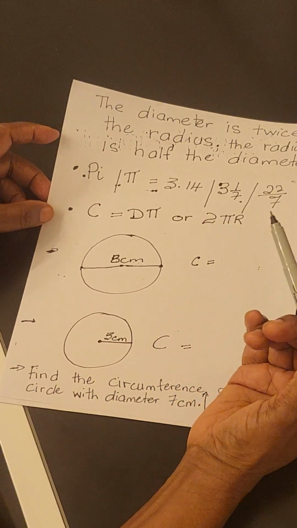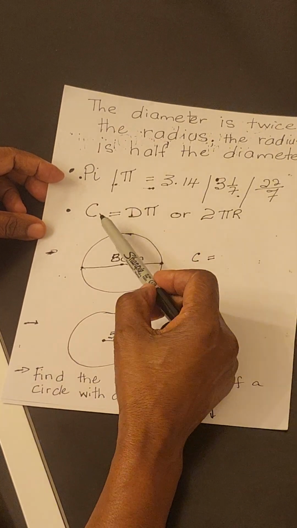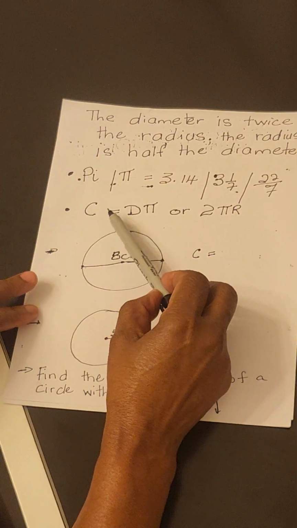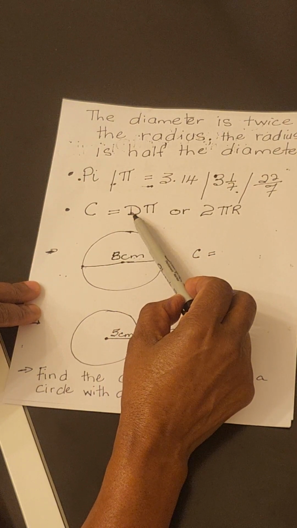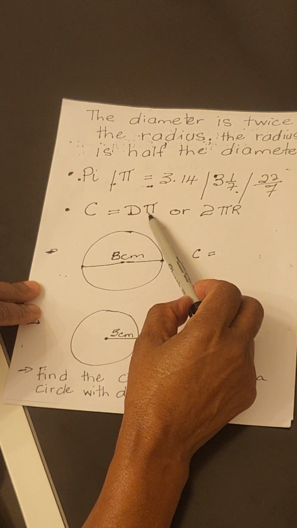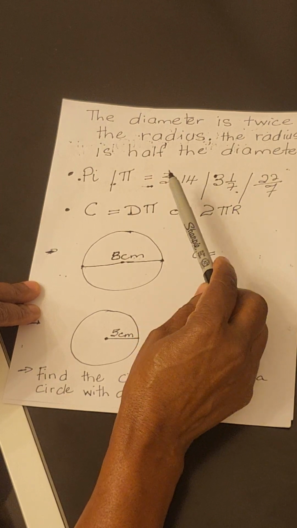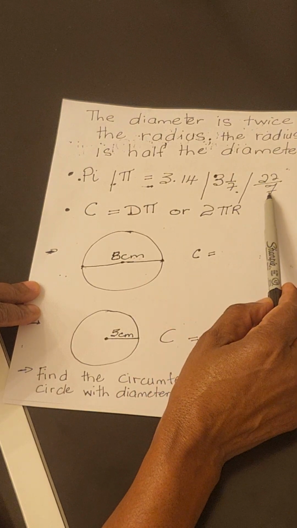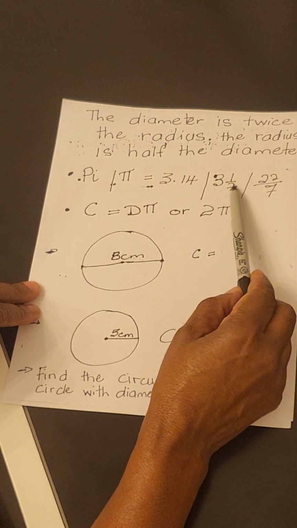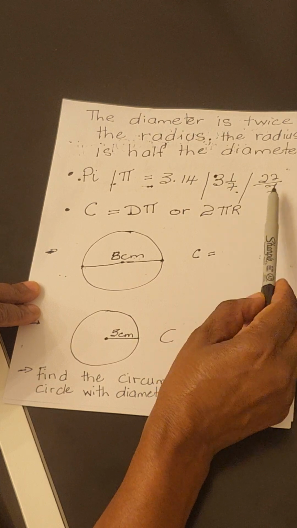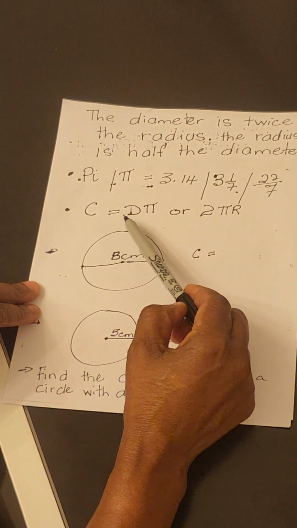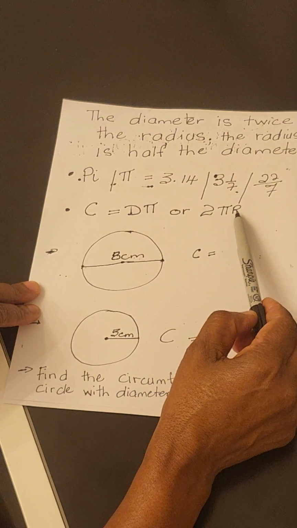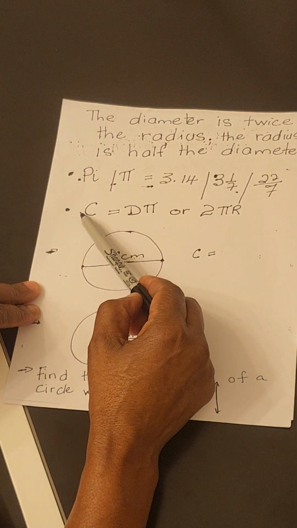Now here is the formula for finding the circumference of a circle. C, which is the circumference, is equal to diameter, whatever the diameter is, multiplied by pi, and pi is either 3.14, 3 1/7, or 22/7. Right? So if you are using 3 1/7, you have to convert it to 22/7, right? Or 2 times pi times r is also the circumference.